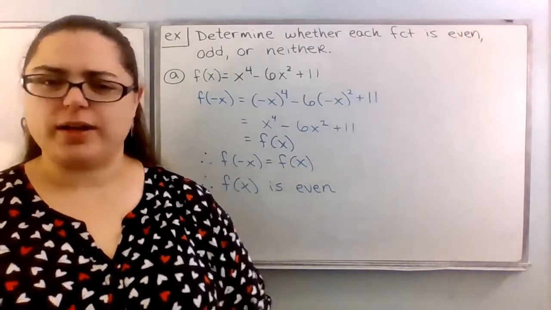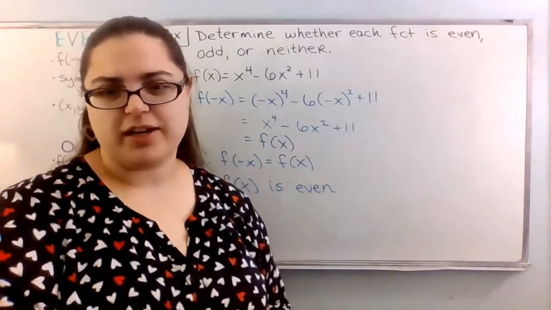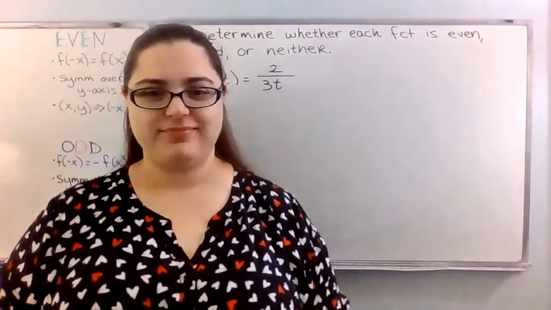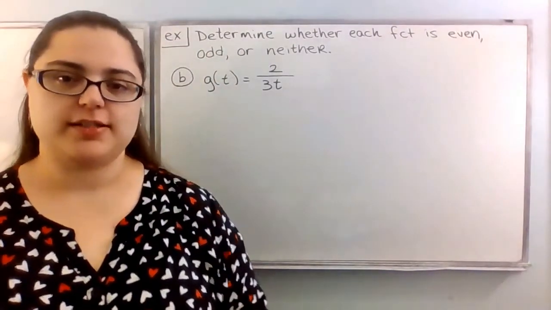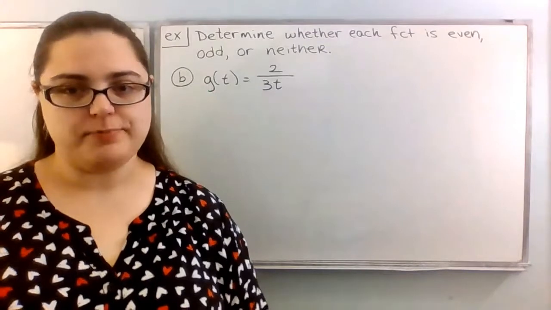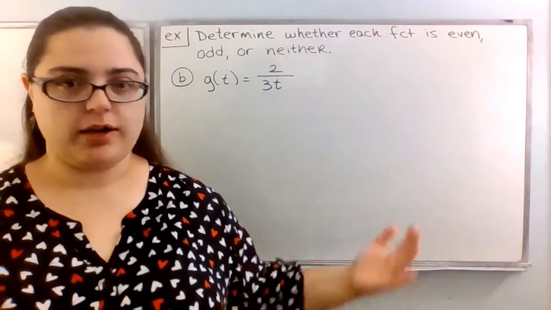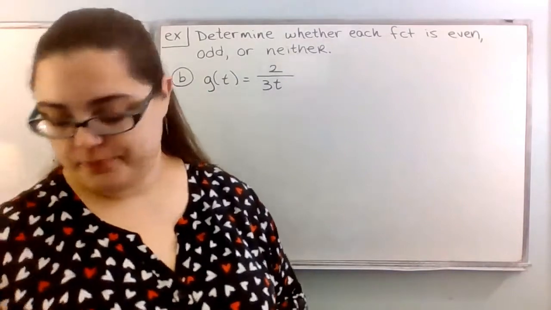All right, let's do another example and see what we get. Another one algebraically. All right, so for our second example, we have g of t is equal to 2 over 3t. So to figure out whether or not this function is even or odd or neither, we're once again going to start out by finding g of negative t.